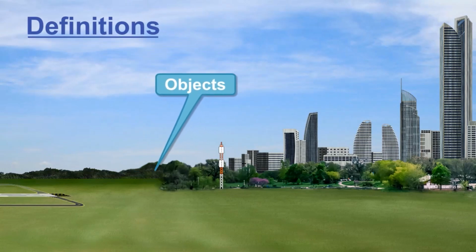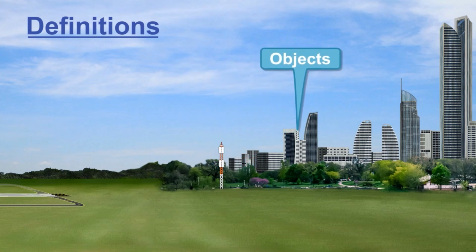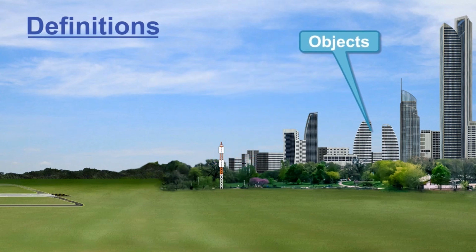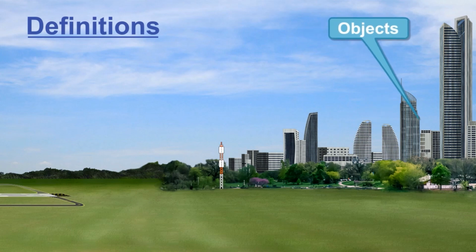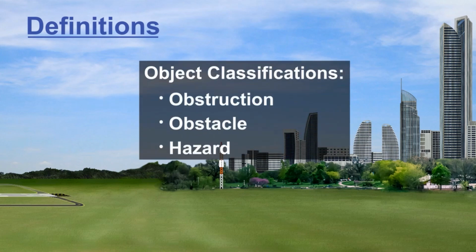An object is any element of natural growth, terrain, or person-made structure whose height is greater than 3 inches above ground. Objects are either temporary or permanent and include, but are not limited to, buildings, cell phone towers, and construction cranes. Various federal regulations and FAA criteria classify an object as an obstruction, obstacle, or hazard depending on its height and/or location relative to an airport.